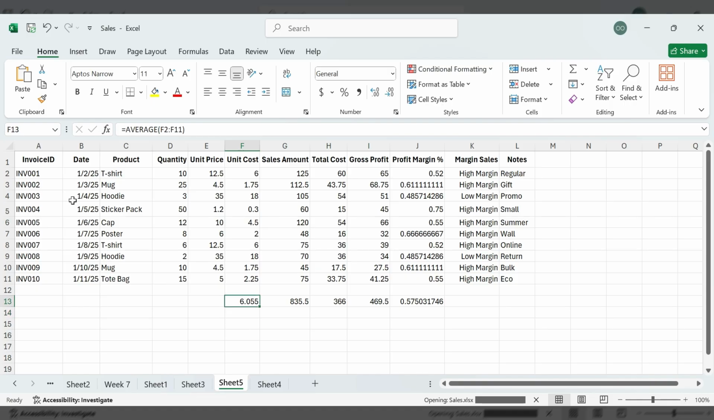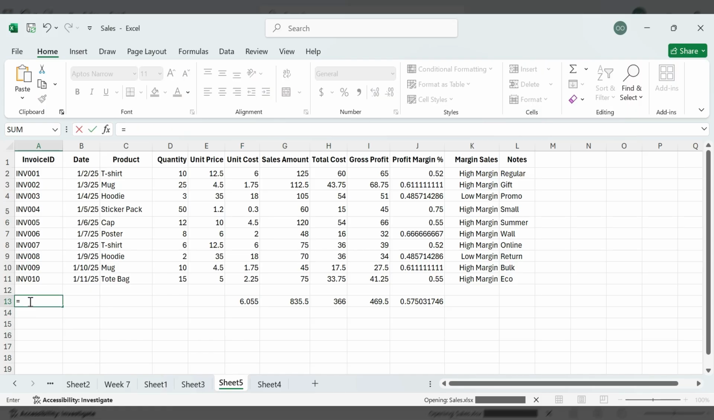So for example, now you want to count your invoice ID and you don't want any empty there, you use the counter function. Is equals to counter, then the invoices, and it gave you 10 invoices, and if you count it, we actually have 10.